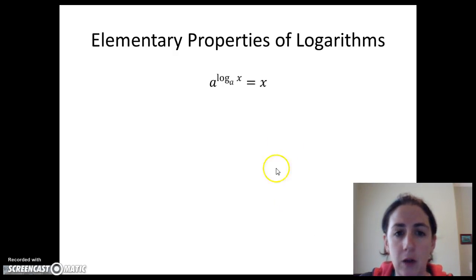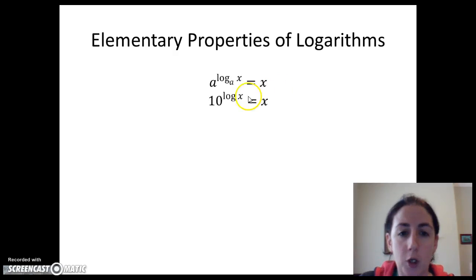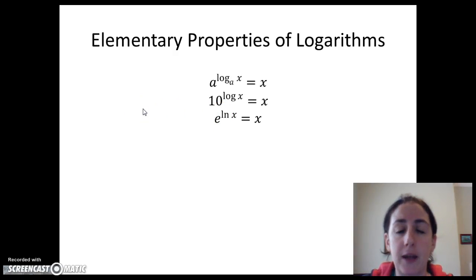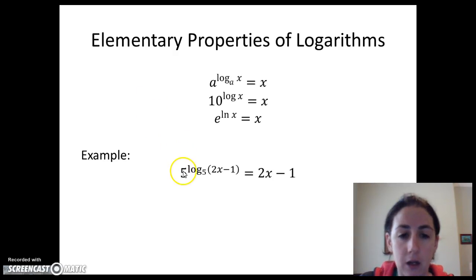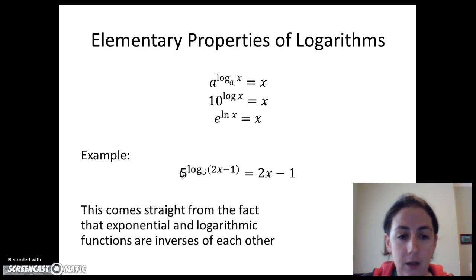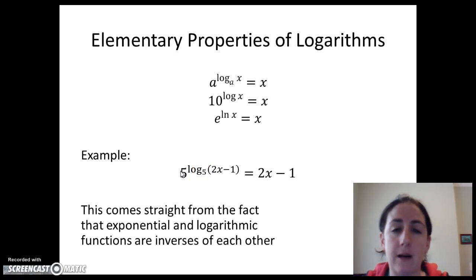It goes the other way too. If you have a raised to the log base a of x, the base of the exponential function and the base of the logarithm match, they cancel each other and you're just left with that x. It works for the common log because remember this is base 10. And it works for the natural log because remember this is base e. This comes from the fact that they are inverses of one another and they undo each other. So if we had 5 raised to the log base 5 of 2x minus 1, since the base of the logarithm and the base of the exponential function match, they cancel each other. And again, this comes from the fact that they are inverses of one another, that they undo each other.